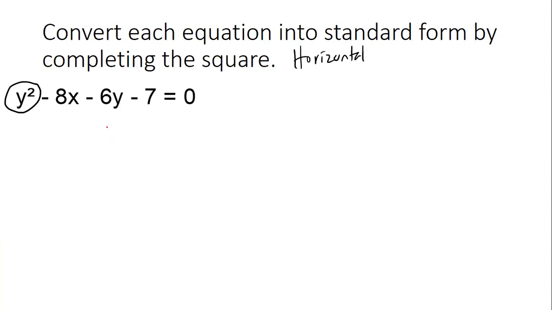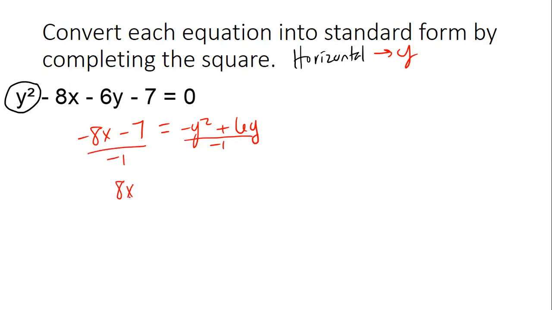So after you establish what you're going for, that means you need, this time, since it's horizontal, I need to move my y's. So in order to move my y's, I'm subtracting y squared and adding 6y. So I'm left with -8x minus 7 equals -y squared plus 6y. Okay. After I've moved my y's, now I'm going to complete the square of the right side. In order to complete the square of the right side, my leading coefficient has to be a positive 1. What do I need to do to make this a positive 1? Divide by -1.